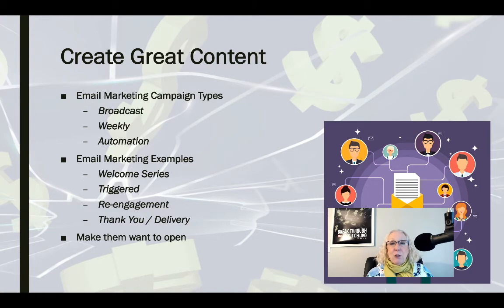And then automations. So automation, we'll talk a lot about that on the next slide. But automations are really set it up once and it runs multiple emails in a string that takes them along their journey. We'll talk a little bit more about that in the next slide. And then I want just some email marketing examples.